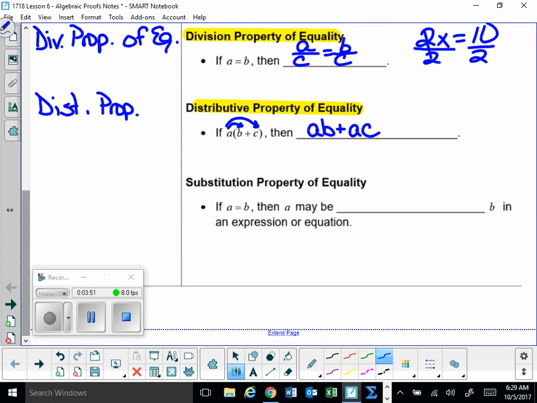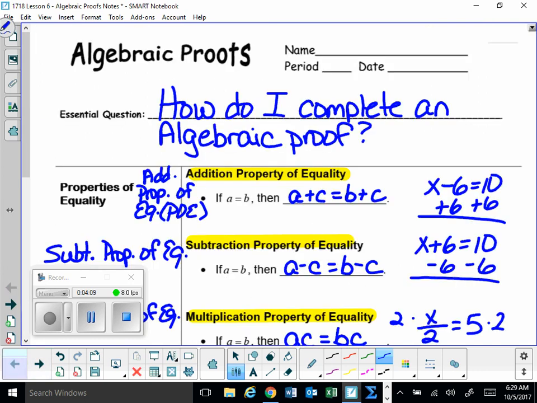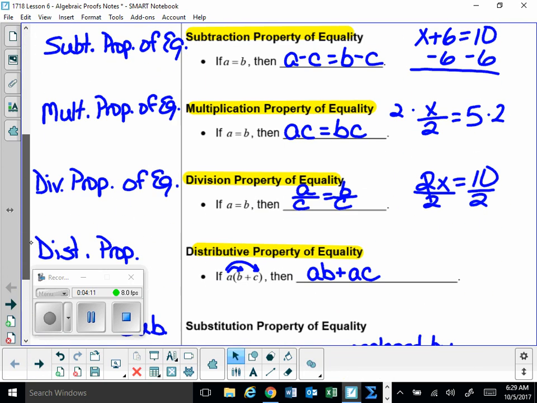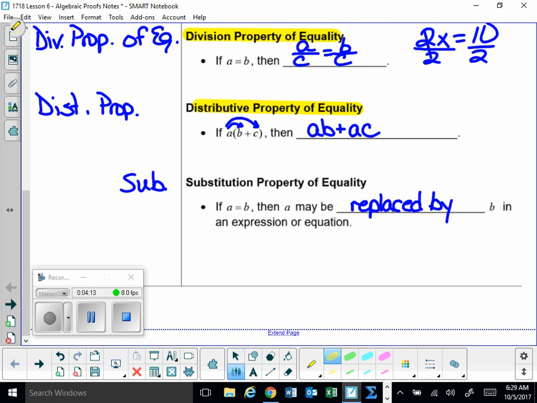Next up, we have the substitution property of equality. If A equals B, then A may be replaced by B in an expression. And we just abbreviate this one SUB for substitution. Sorry, I should have highlighted the substitution property of equality for you, because you should make a note card.